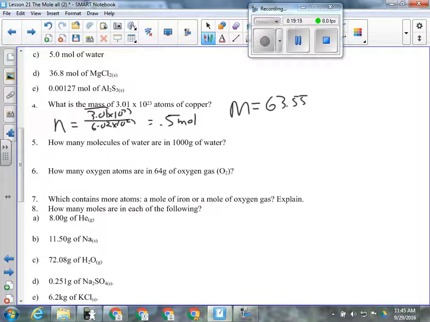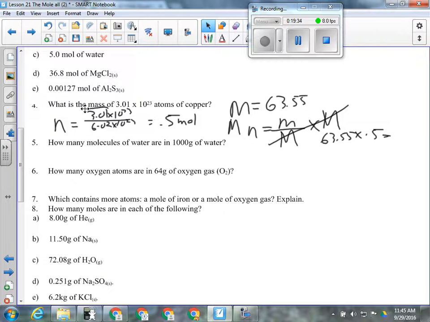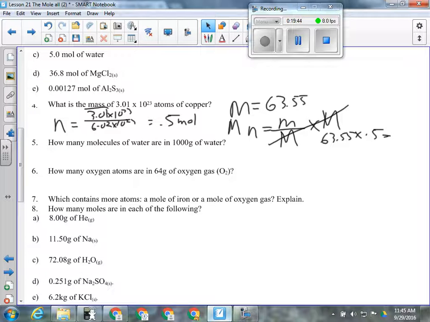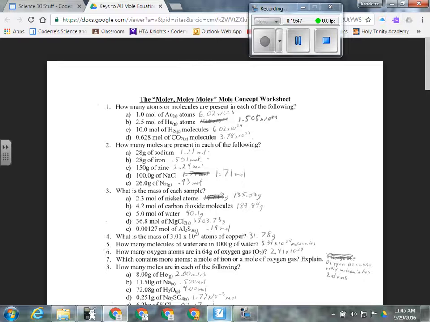Now I can calculate mass. N equals little m over big M. Multiply both sides by M. Plug in the numbers, 63.55 times 0.5, and that should give us 31.78. Yeah, that's right, 31.78. All right, that ringing a bell? That's one of the 4 ways I told you I could ask a mole equation question. It's the longest one, but it's going to come up.